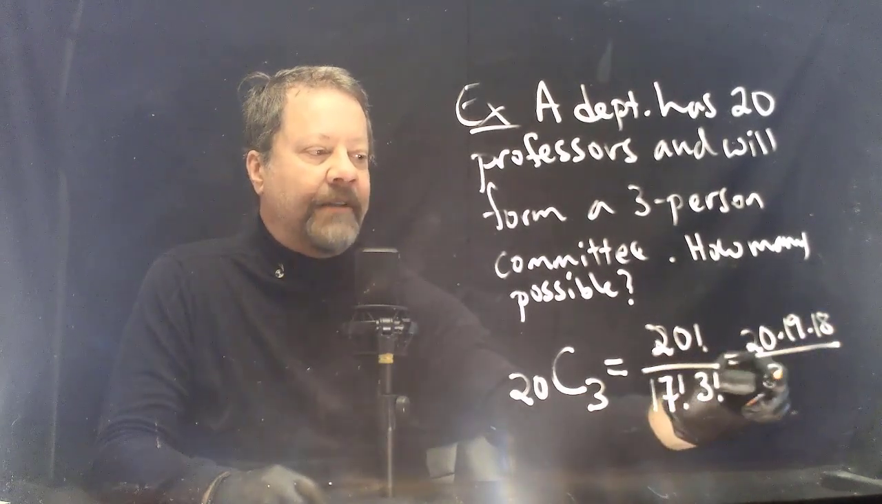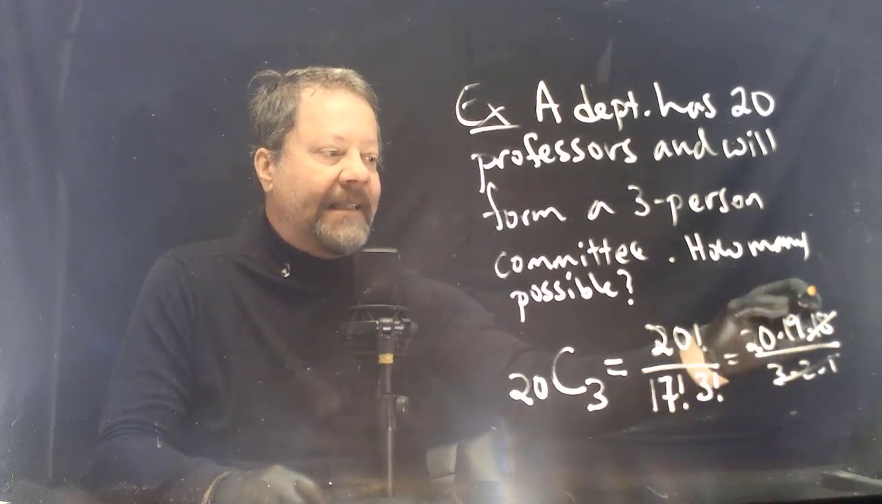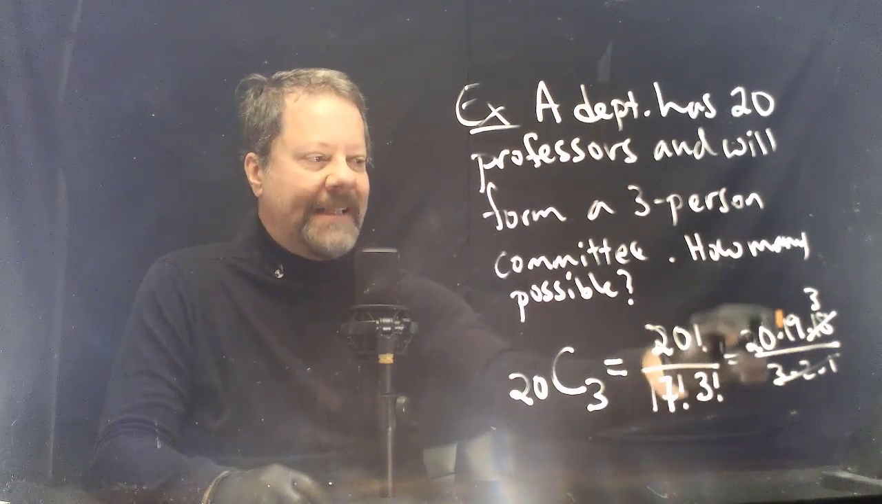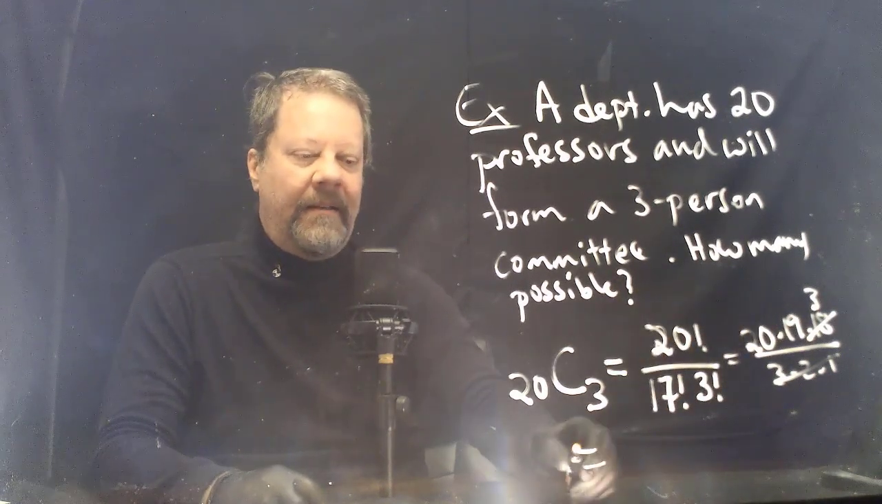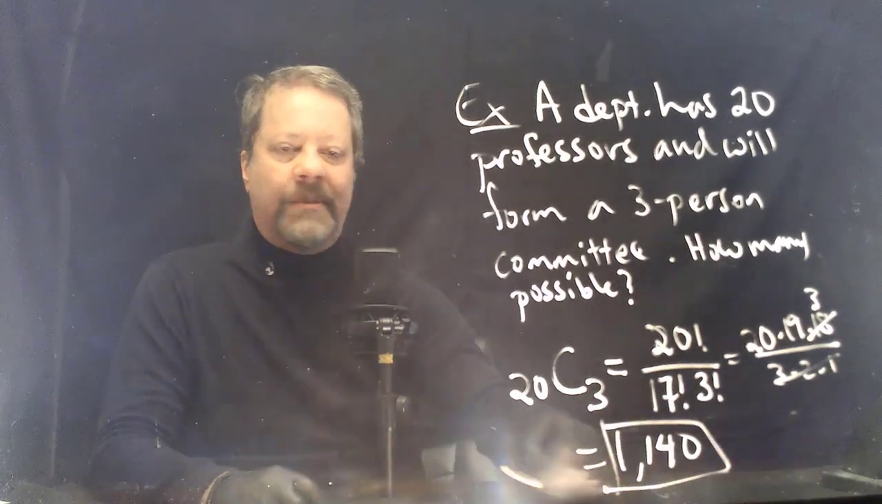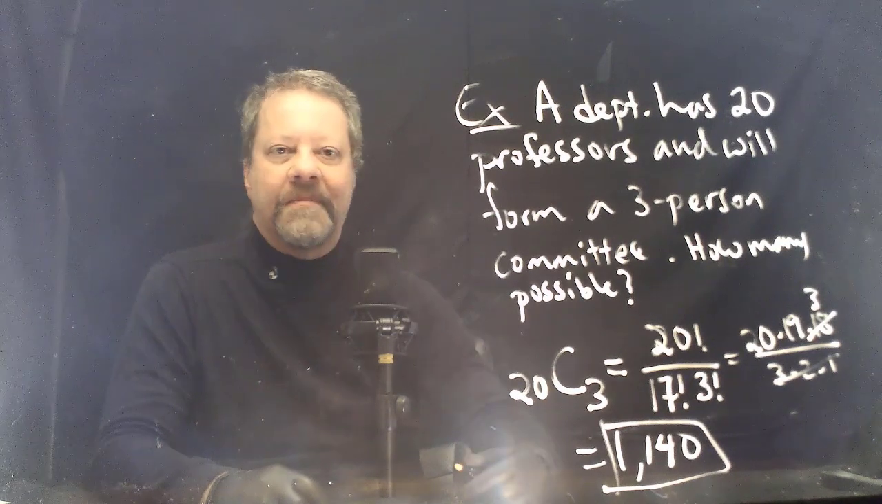And 3 factorial, it's 3 times 2 times 1. That's 6. 6 goes into 18 3 times. So you end up with 20 times 19 times 3. And that's 1,140 conceivable possible committees of 3 people that can be drawn from a collection of 20 professors.